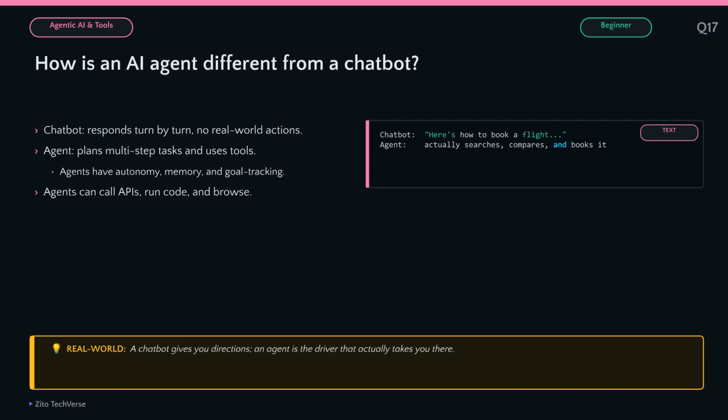Question 17. How is an AI agent different from a chatbot? A chatbot is reactive and generates text, whereas an agent is proactive. Agents are designed to maintain memory, track goals, and interact with the world through external tools and APIs.